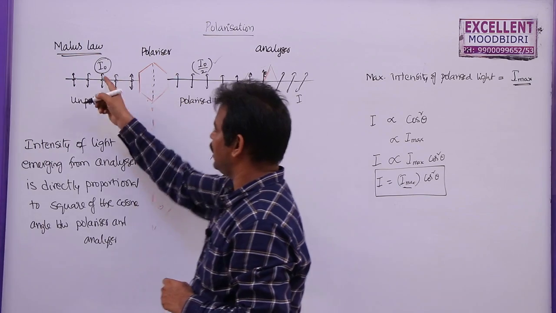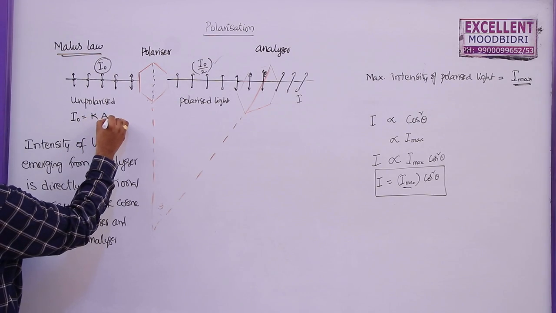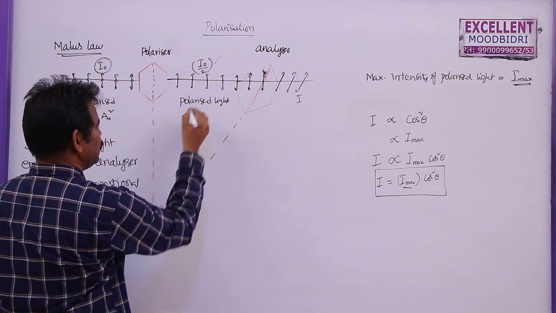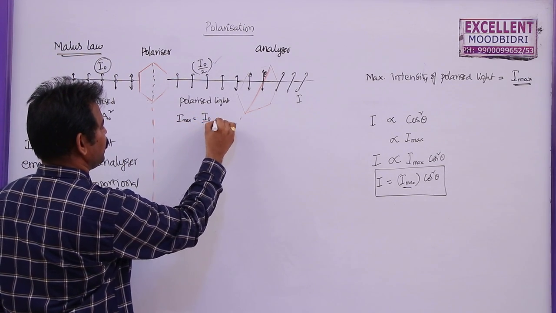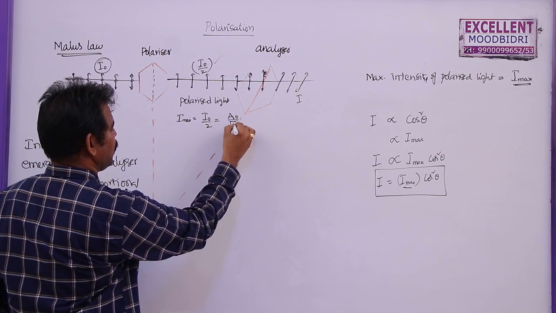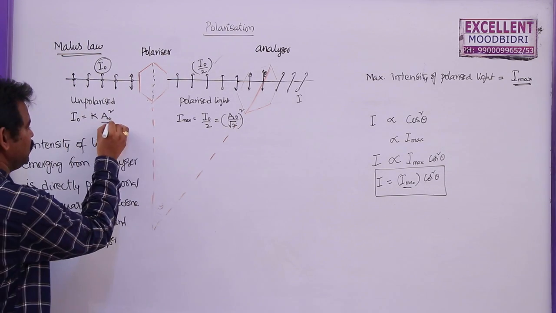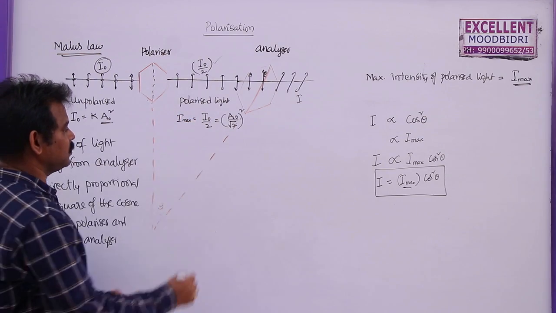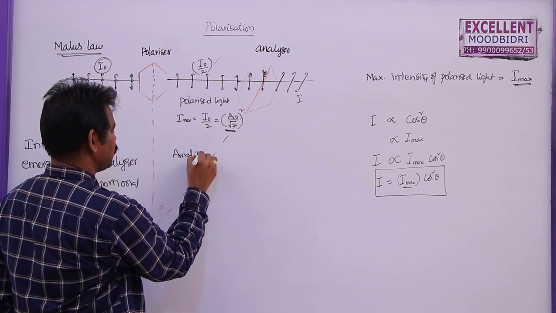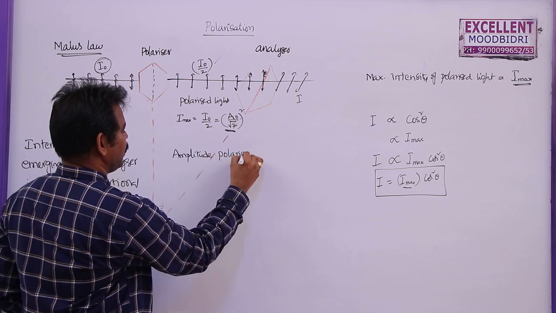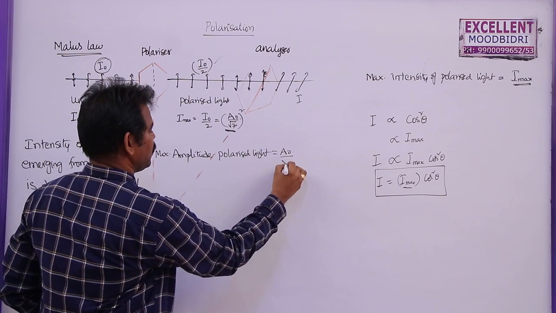Generally, for unpolarized light, I naught is equal to k into a naught square. When it comes here, the maximum intensity of the polarized light is given by I naught by 2, which is equal to k into a naught by root 2 whole square. So if the amplitude of the unpolarized light is a naught, what is the amplitude of the polarized light? It will be a naught by root 2. So the maximum amplitude of polarized light is a naught by root 2.